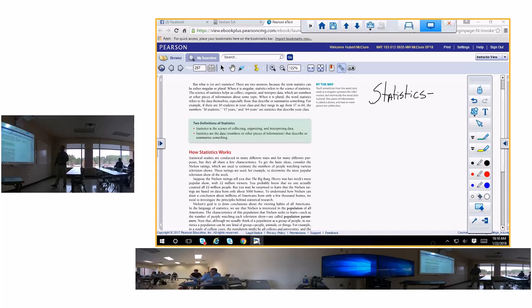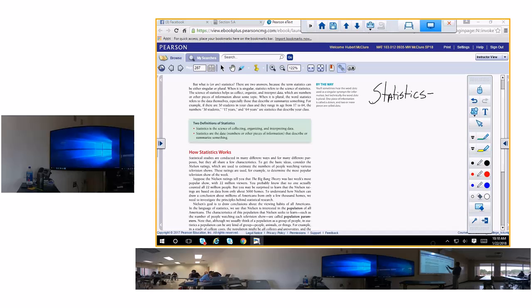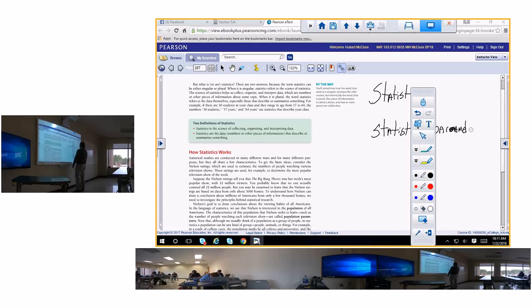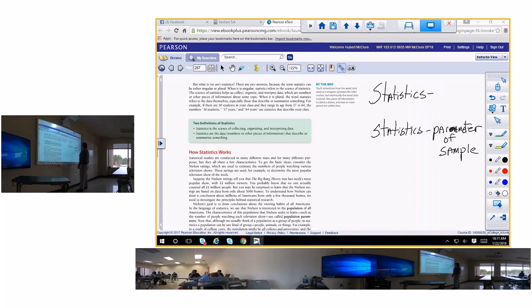Lowercase s means parameter. I can't spell. Parameter of the sample. Okay, parameter of the sample.